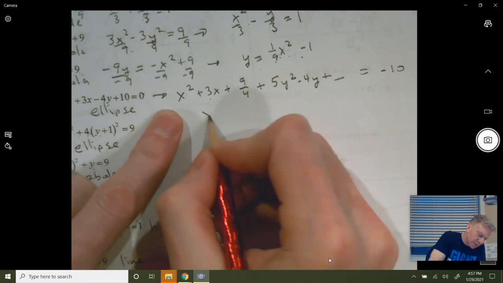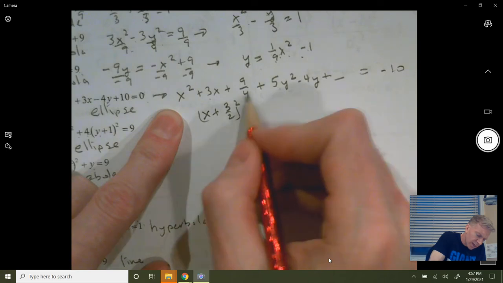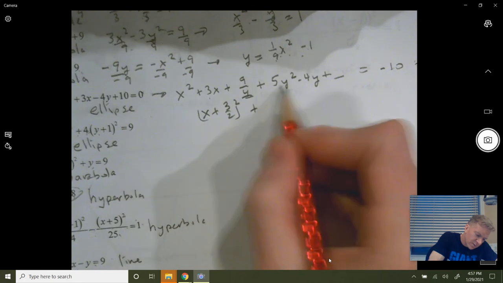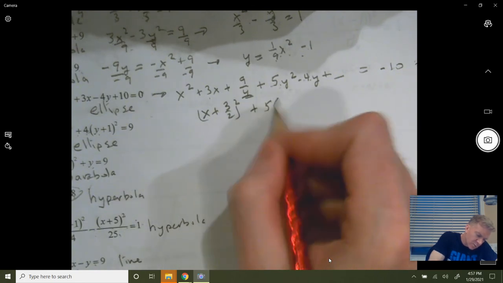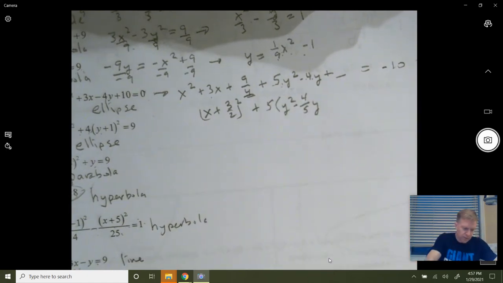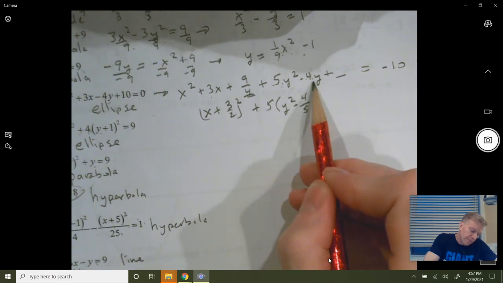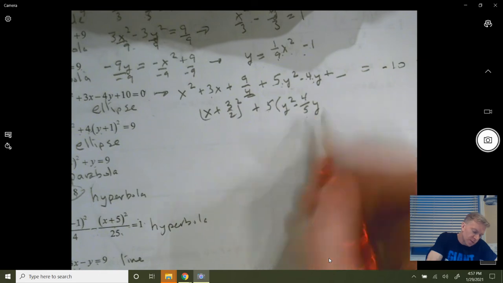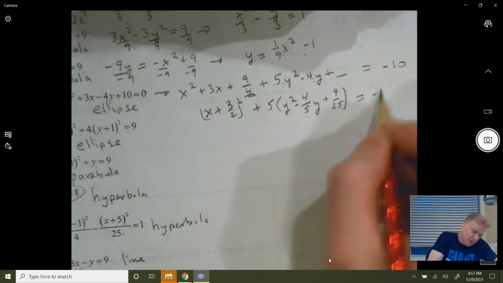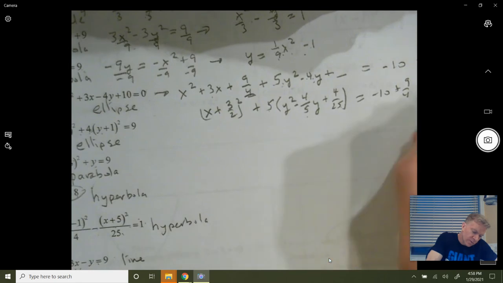So this is going to be x plus 3/2 squared. When we have to complete the square here, when I add that 9/4, I'm going to have to add a 9/4 to the other side. But here I have to factor out that 5 from both. So 5 times y squared minus 4/5 y. And the reason I have to do 4/5, because when this multiplies to this, I just get the negative 4y. And half of this is going to be 2/5. 2/5 squared is 4/25. Negative 10 plus 9/4. When I multiply this together, I'm going to get 20/25.